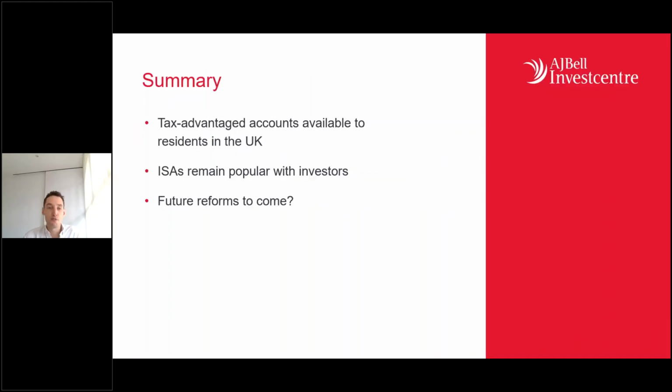Okay, so that's pretty much everything I had. Just to summarise then, ISAs are still very popular. You see over 70 billion paid in each tax year. They still remain popular with investors, and they are a very nice tax advantage. The 20,000 allowance is fairly generous when you look at other allowances that are available and cuts in other allowances and CGT rates. So they still remain a really useful tool in terms of tax planning.